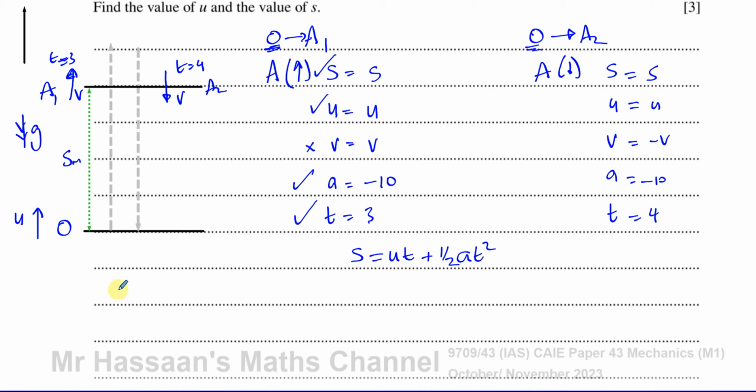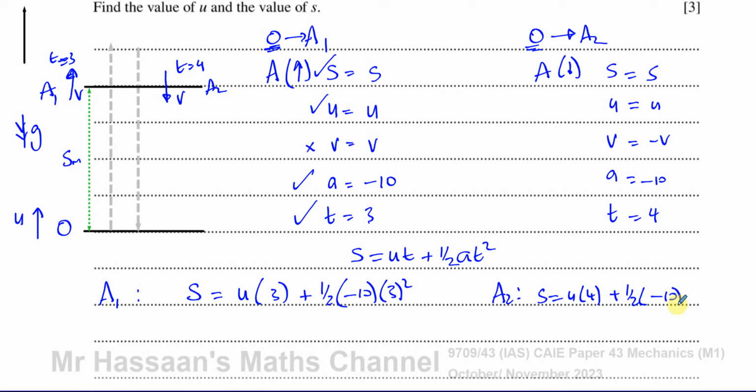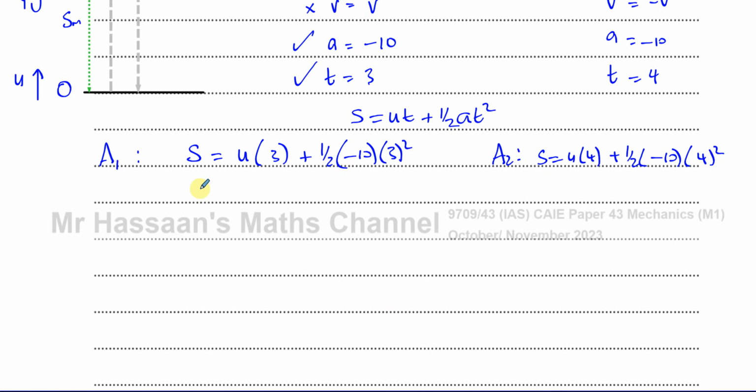So we can write an equation for O to A1, which is S equals U times 3 plus a half times minus 10 times 3 squared. And for O to A2, we can have S equals U times 4 plus a half times minus 10 times 4 squared. So from these two equations, we can then hopefully solve. So 3U, that's going to be minus 5 times 9, which is minus 45. S equals 3U minus 45. And here, S equals 4U, that's minus 5 times 16, that's going to be minus 80.